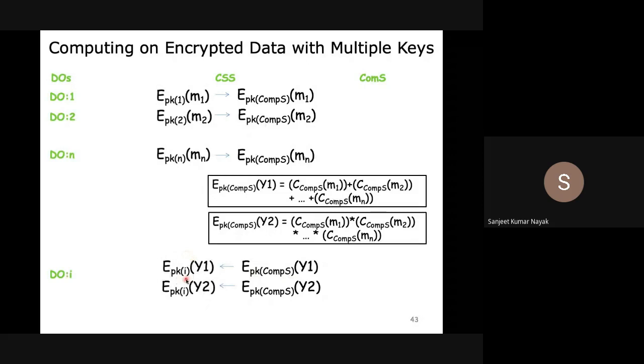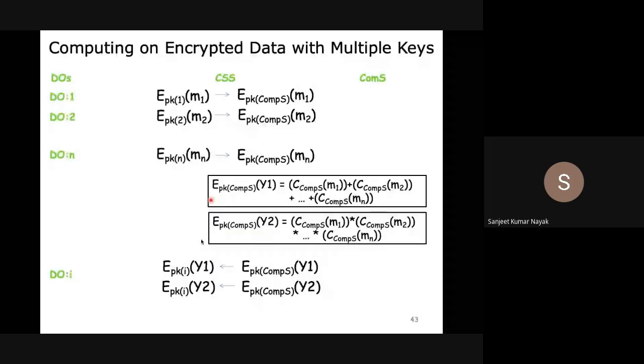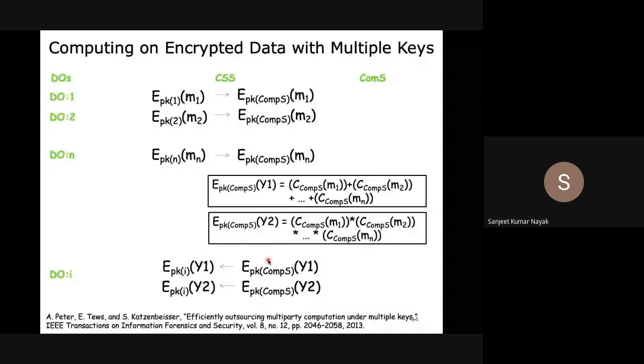So there are two tasks we are doing. In this stage, data encrypted with the individual data owner's key is converted to data encrypted with the computation server's key. Similarly here, the result encrypted with the public key of the computation server is changed to data encrypted with the individual data owner's key. Then only this data owner can decrypt it and see the result. So these are the two tasks we do in such a scenario. Now I will discuss a few related works, and then we will come to our solution. So what is happening here?